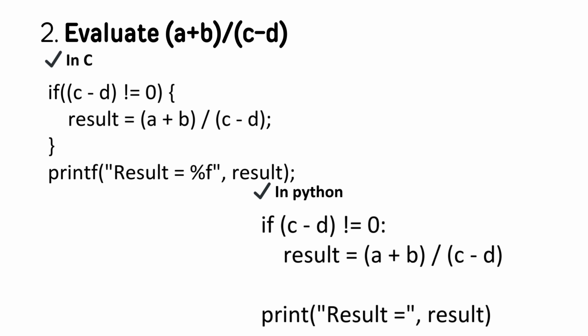Here in this program, the user enters four values A, B, C, and D. We must check if C minus D is not 0. If the denominator is not 0, we calculate the ratio A plus B divided by C minus D. If the denominator becomes 0, we simply print nothing because a simple if statement only acts when the condition is true. Now write the program in code blocks.